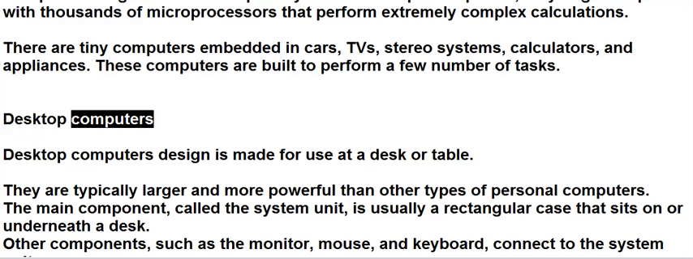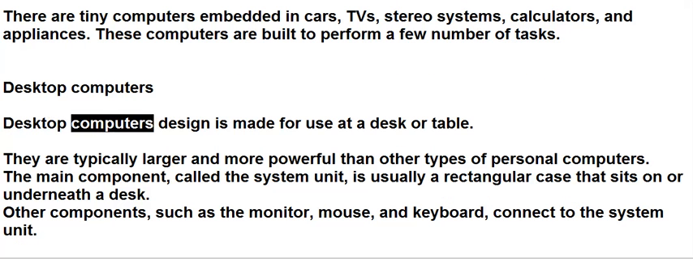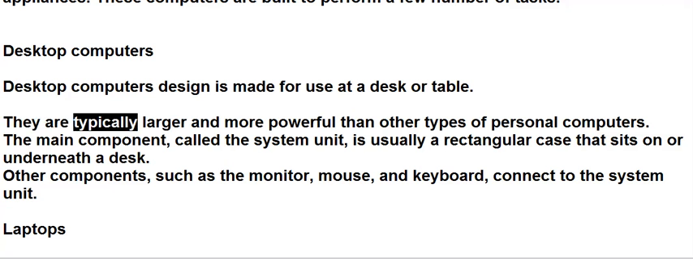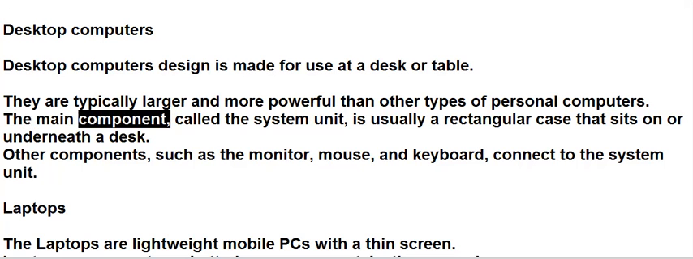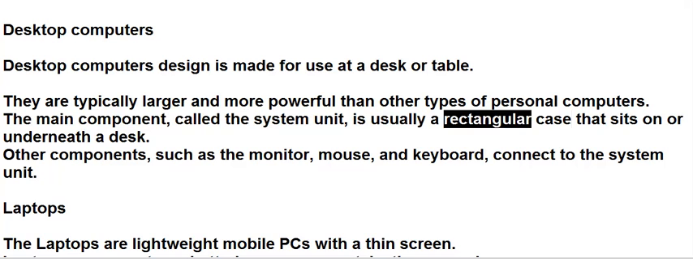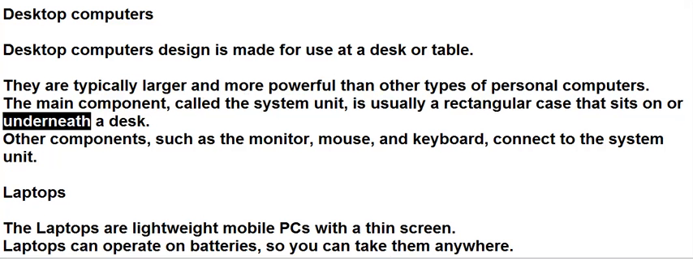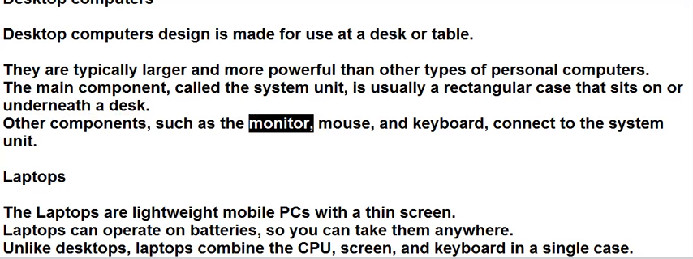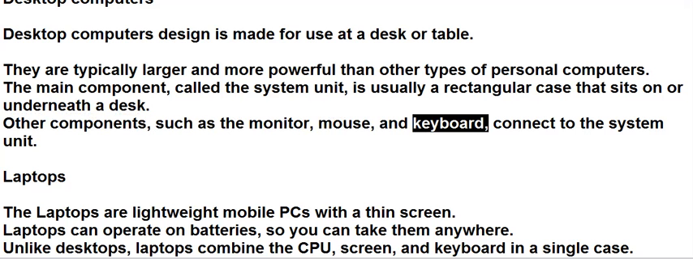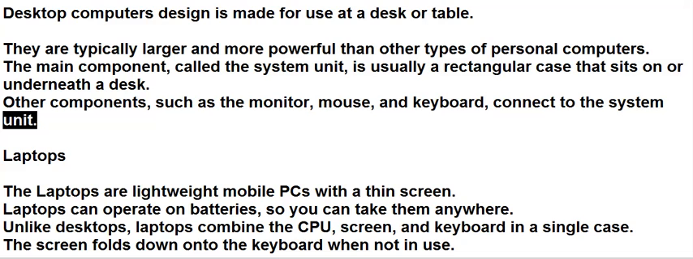Desktop computers. Desktop computers are designed for use at a desk or table. They are typically larger and more powerful than other types of personal computers. The main component, called the system unit, is usually a rectangular case that sits on or underneath a desk. Other components, such as the monitor, mouse, and keyboard, connect to the system unit.